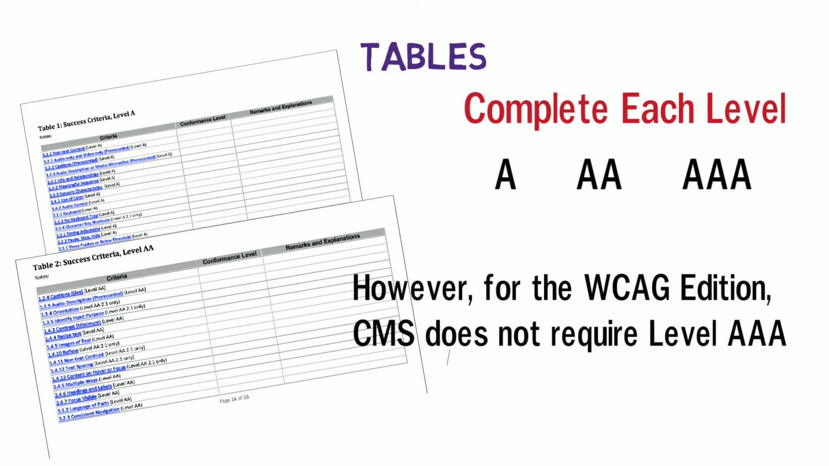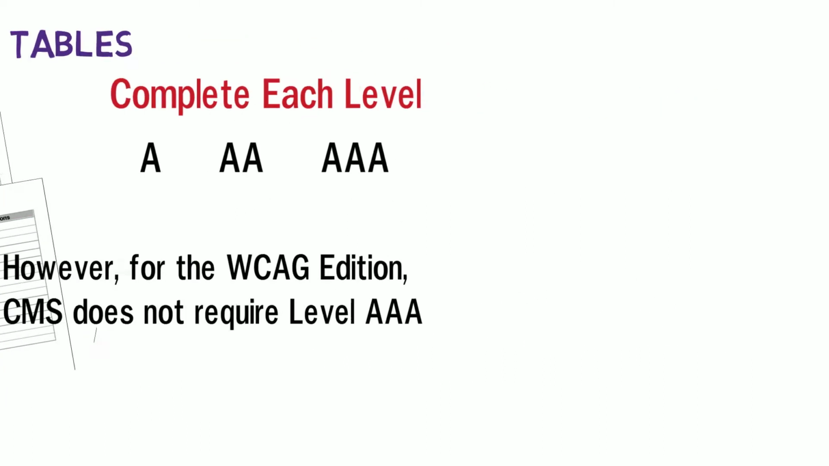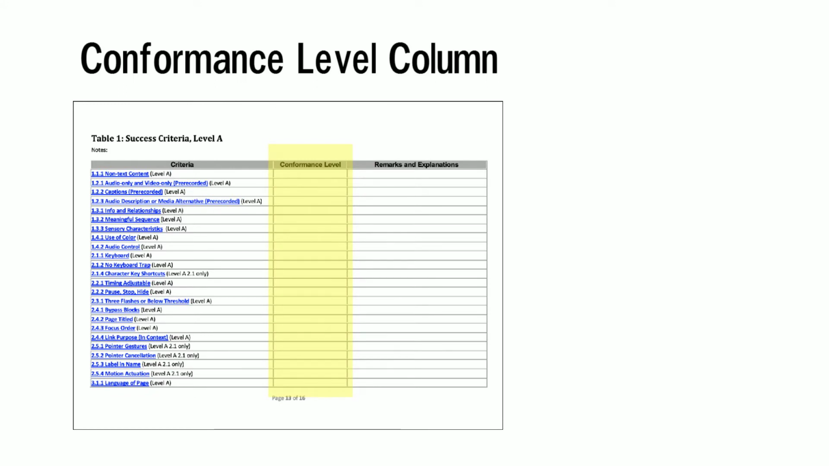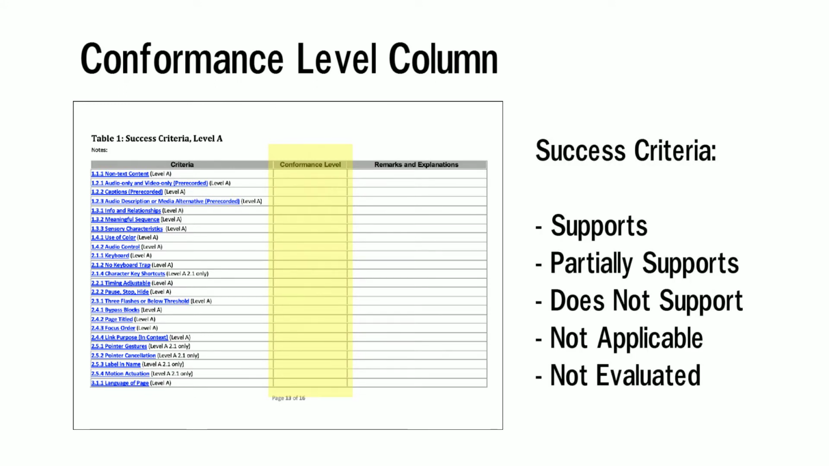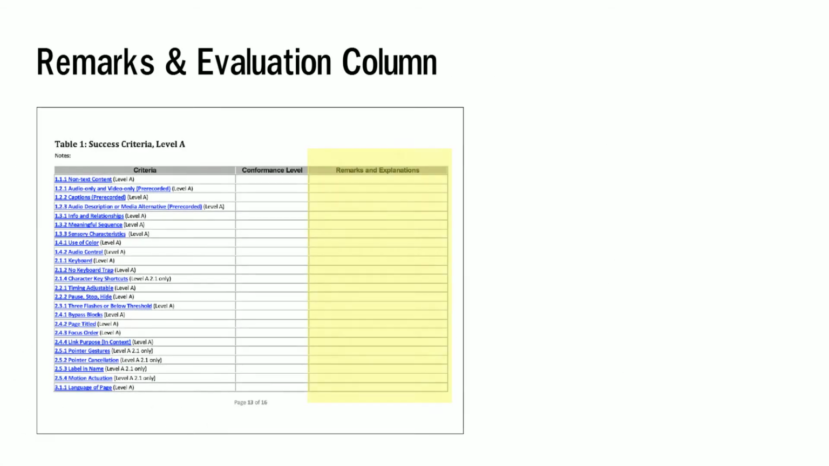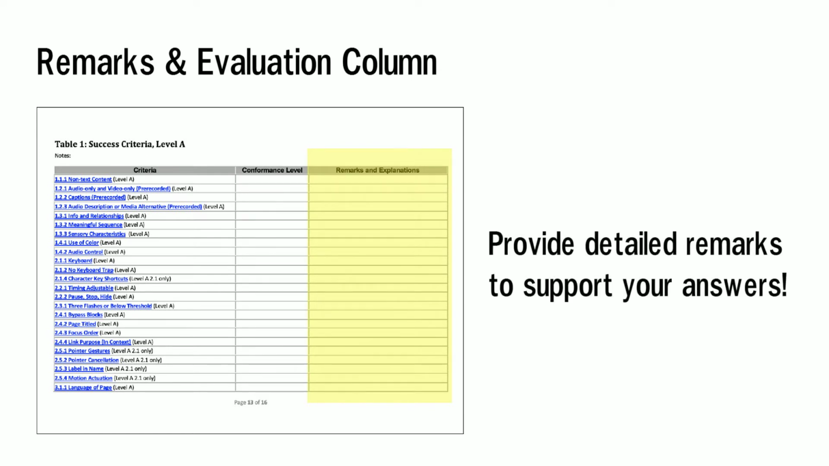However, for CMS, you are not required to complete the AAA table. In the conformance level column of the table, you will state one of the following for each criteria: whether it supports, partially supports, does not support, is not applicable, or is not evaluated. In the Remarks and Evaluation column, you are to provide detailed remarks to support your answers.